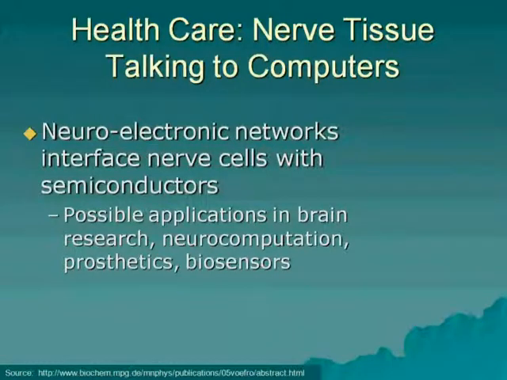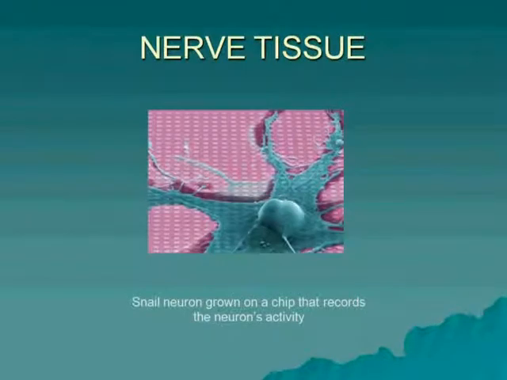In the field of health, there is a very useful advantage of nanotechnology. Nerve tissues talking to computers. Neuroelectron network interface nerve cells with semiconductors. Application in brain research, biosensors, etc. Nerve tissues: a snail neuron grown on a chip that records the neuron's activity.